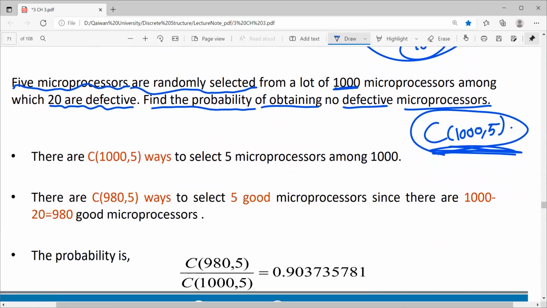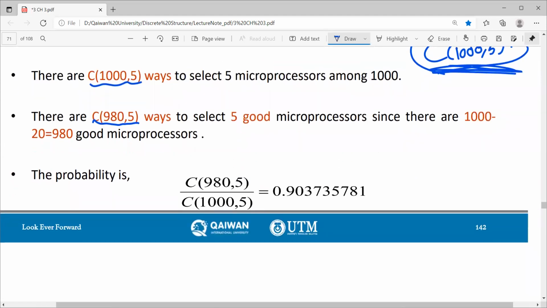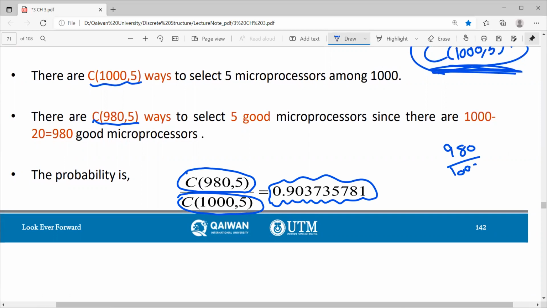So you say the combination of 1,005 and the combination is 985. Okay, we say it equals C 985 dividing by C combination of 1,005, which equals 0.90373. If you divide 980 by 1,000, it is 0.98. It's not the same as that. You don't get the same result. So this is wrong. You don't have to do this.